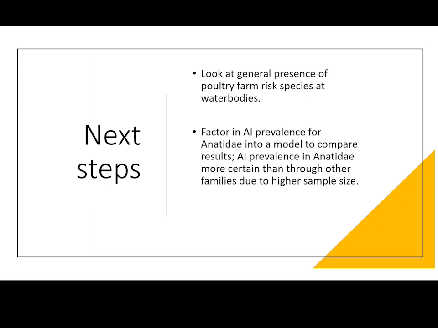So I am finishing off this chapter at the moment. This is the end part for me. So I do plan to look at it from a general presence of poultry farm risk species at water bodies, so not just their interaction with other species in those habitats. And then to factor in the AI prevalence of anatidae, as we know a bit more about the prevalence and the level of error in that is less. It's more certain. There's more runs and there's less uncertainty. So that will help us gain that better understanding, hopefully. But yeah, I won't present that yet because it's not quite finished.